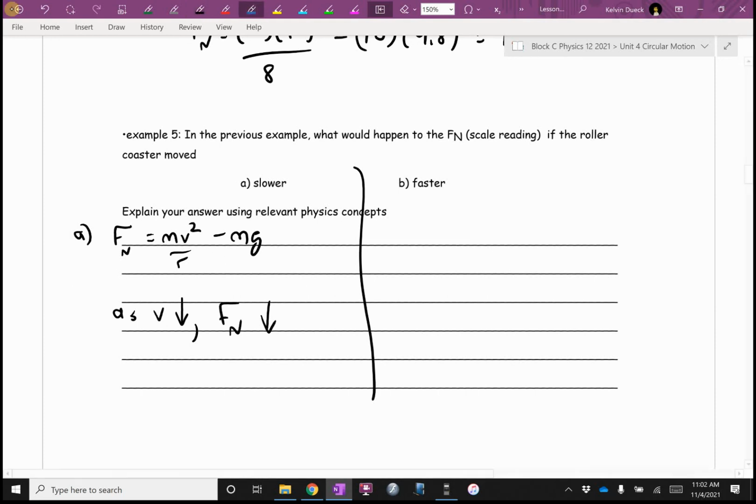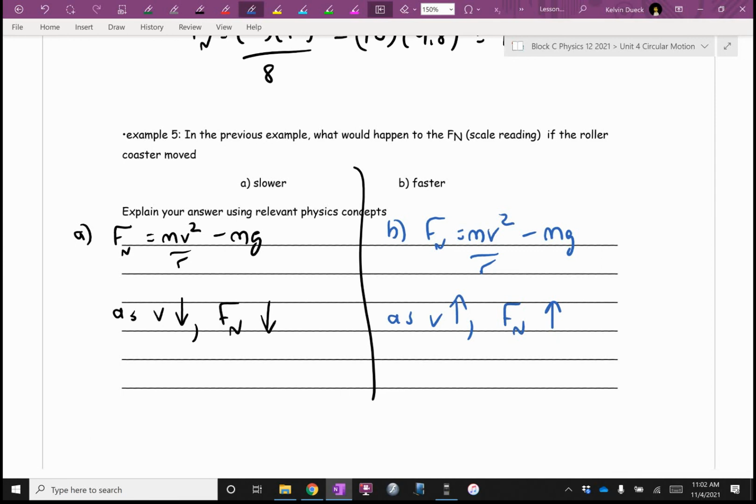What about if we go faster? I would accept that as your first true algebraic proof, using principles of physics to explain. You could make up numbers and I would totally take that. What was the speed in the previous question as a number? Try 9, try 11, and notice what happened. But here, I think we can argue that as V increases, normal force increases. You'll feel heavier the faster you go.